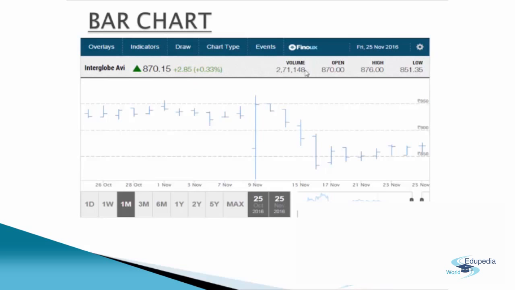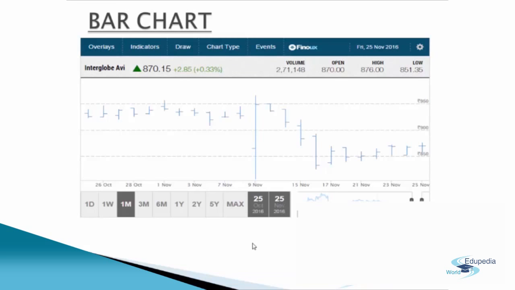During some moment of time, this was the volume which was being traded. The open price was rupees 870. The higher price was 876, that was discussed in the last slide, and the lowest price was 851.35. So that is actually how a bar chart usually works.